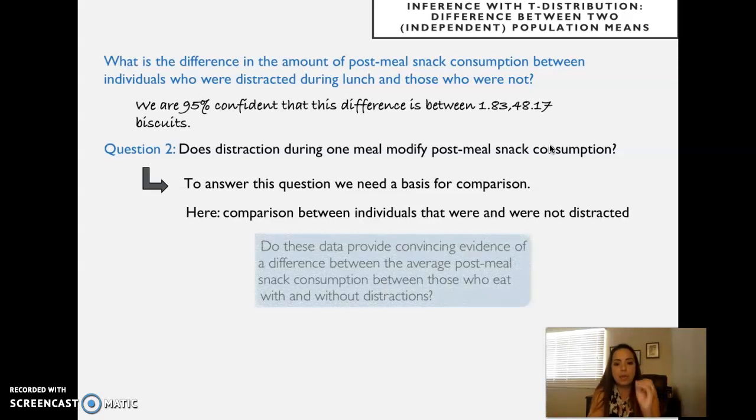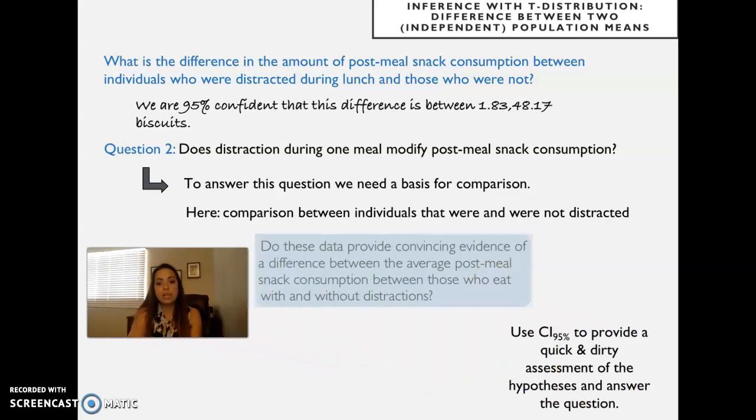Now, do the data that we have provide convincing evidence of a difference between average post-meal snack consumption between those who eat with and without distraction? Do we have enough evidence? We can use, again, a quick and dirty assessment of this hypothesis by looking at the confidence interval.